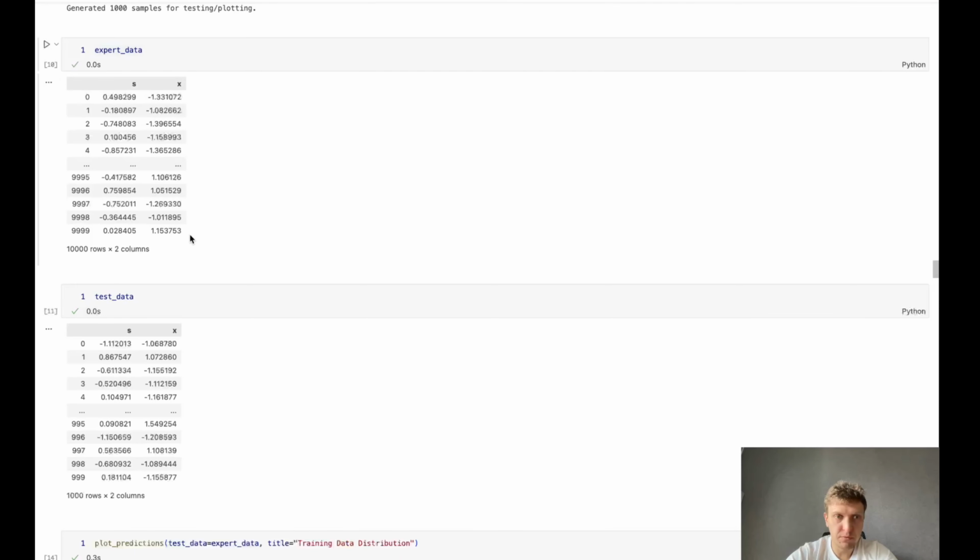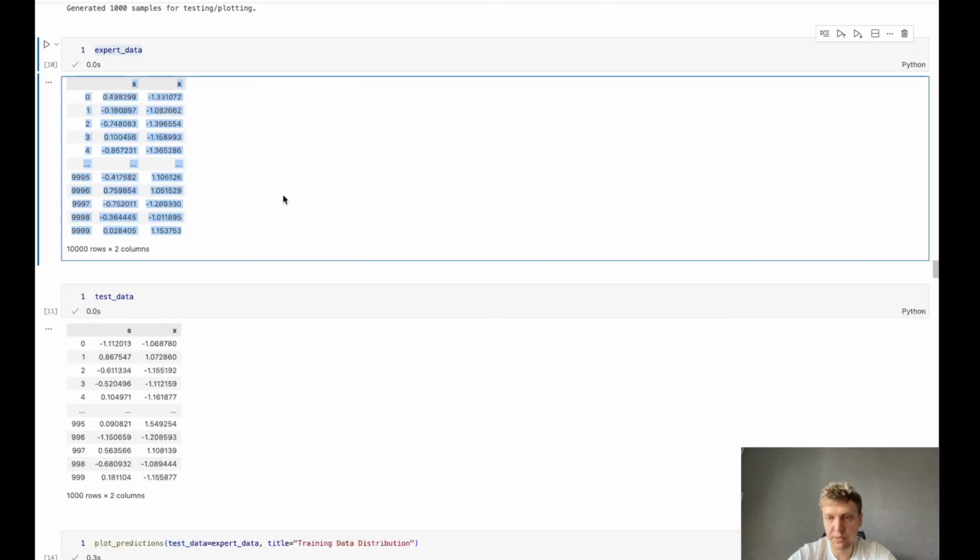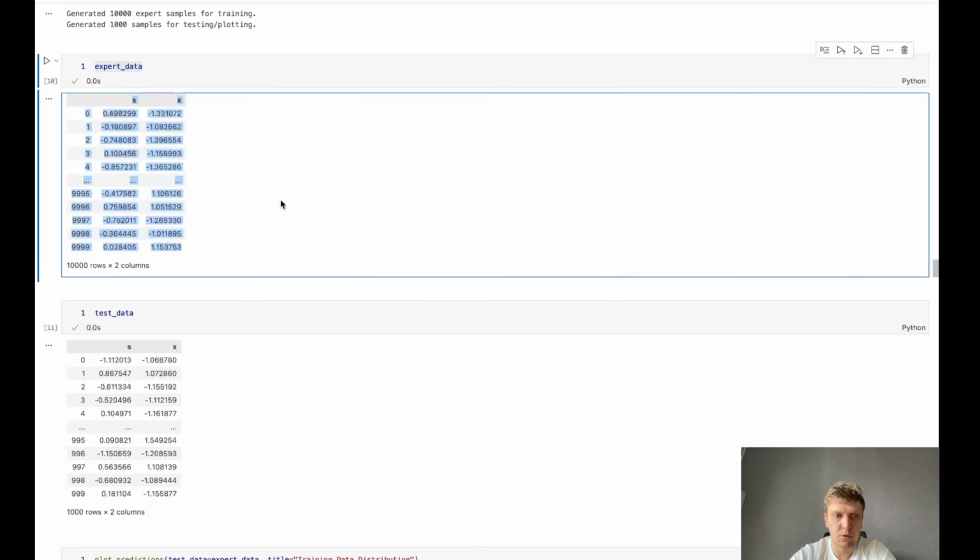Again, in our training data, we have a very simple data set. We have the initial state, and we have the action that was taken by someone controlling the robot. So let's do the obvious thing. Let's try to train a machine learning model to predict X given S as an input.